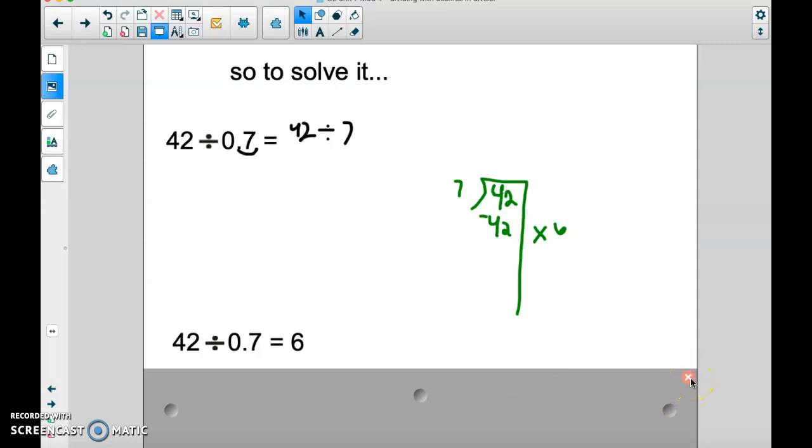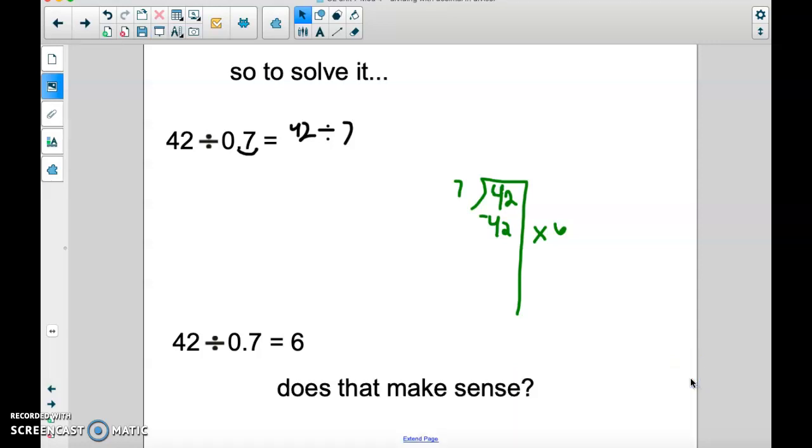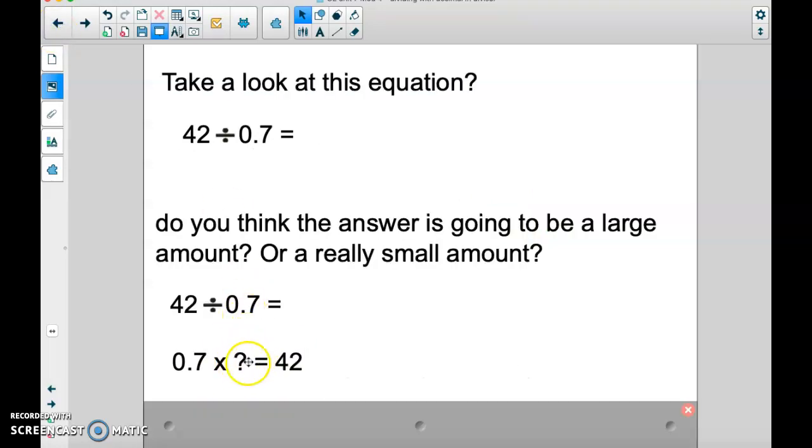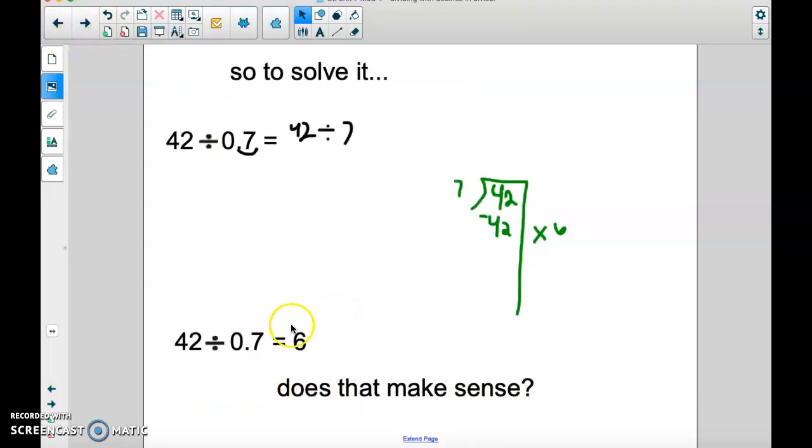Now, hold on a second. Does that make sense? Not do you understand it, but does that logically make sense? Is that a reasonable answer? Because back here we said it was going to be real big. 6 isn't real big. Let's think about it this way. If I did 6 times 0 and 7 tenths, would I get 42 wholes? No. So, it's got to be bigger than 6.